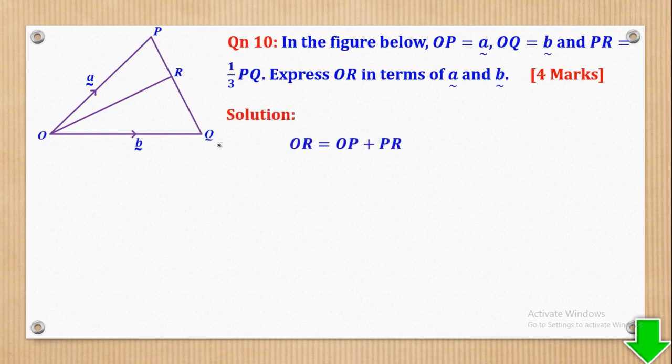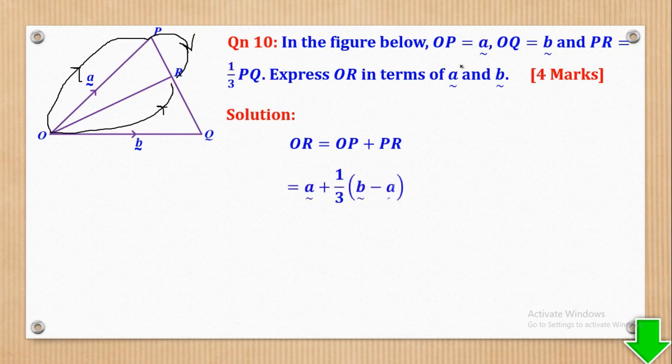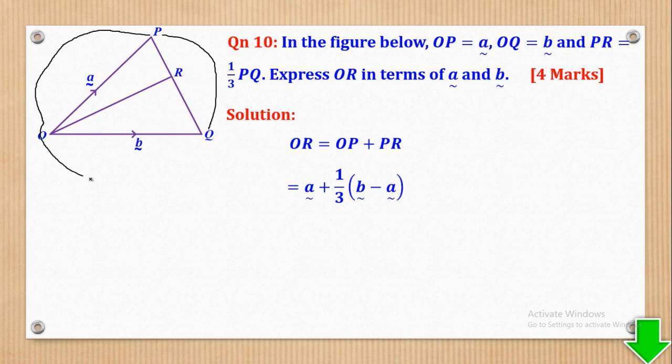So the first thing to do is to get the root. So for me to move from O to R will be equal to from O to P and from P to R. Therefore, I can say that my OP is A tilde and PR, we are told that PR is a third of PQ. So what is PQ? So for you to get PQ, to move from P to Q is equal to from P to O and then from O to Q.